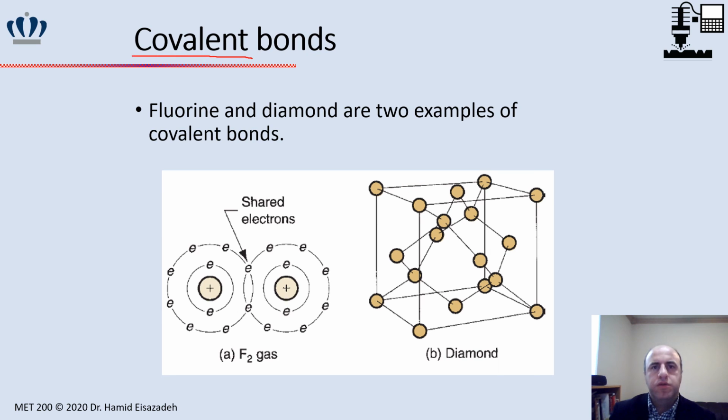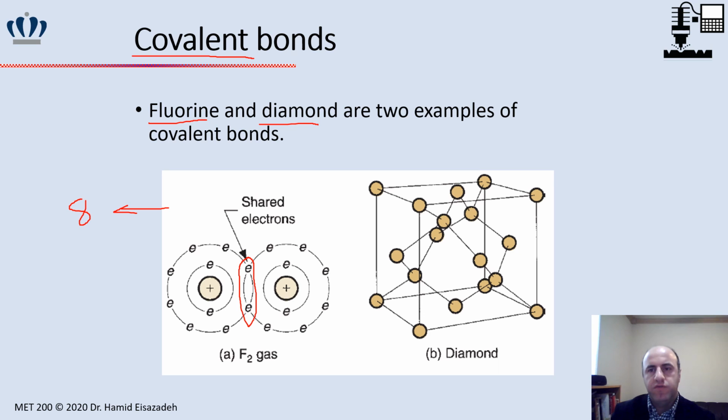In the covalent bond, we have two examples, fluorine and diamond. In the fluorine, we have two atoms that are going to share electrons, and 2 electrons will be shared, and then the fluorine atom will get 8 electrons in the outermost shell, and it will reach a stable configuration.